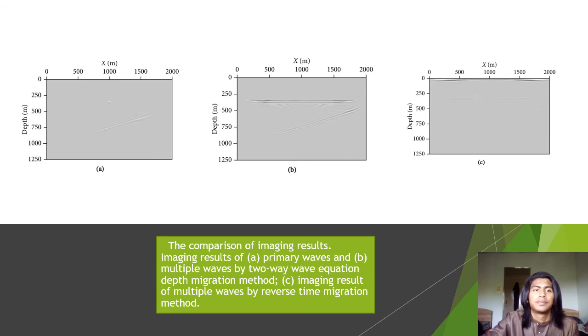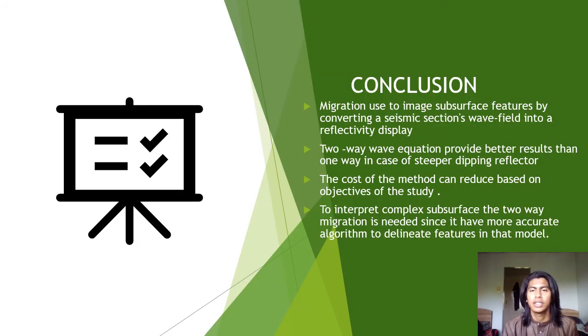To conclude, migration is used to image subsurface features by converting a seismic section wave field into a reflectivity display. The two-way wave equation provides a better result than one-way in the case of steeper dipping reflectors, and the cost of the method can be reduced based on the objective of the study. As I mentioned before, if there is no steep dipping area, we can use a one-way wave equation migration. But to interpret complex subsurface, two-way migration is needed since it has a more accurate algorithm to delineate features in that model.